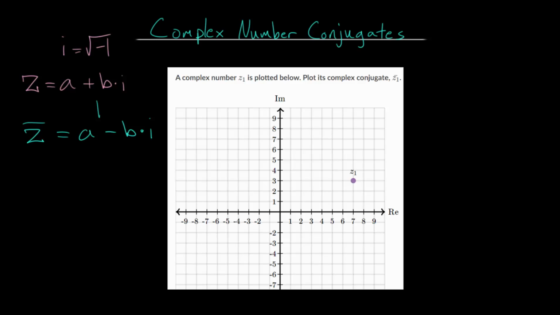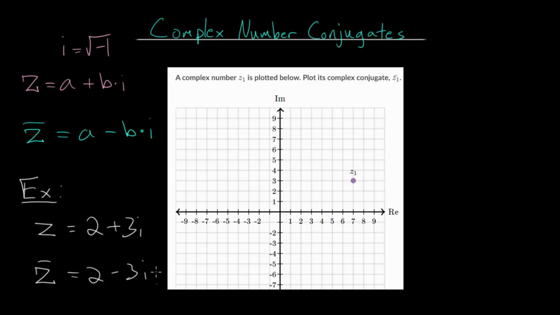So let's look at a couple quick examples. Let's say that we have z is equal to 2 plus 3i. Then the conjugate, z bar, is 2 minus 3i. But if we started with 2 minus 3i, then the conjugate of this would be 2 plus 3i. And graphically speaking, these conjugates are reflections across the real axis.